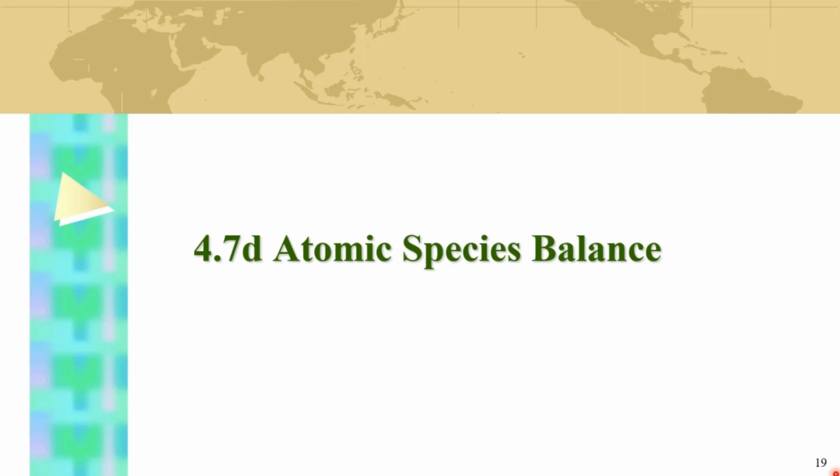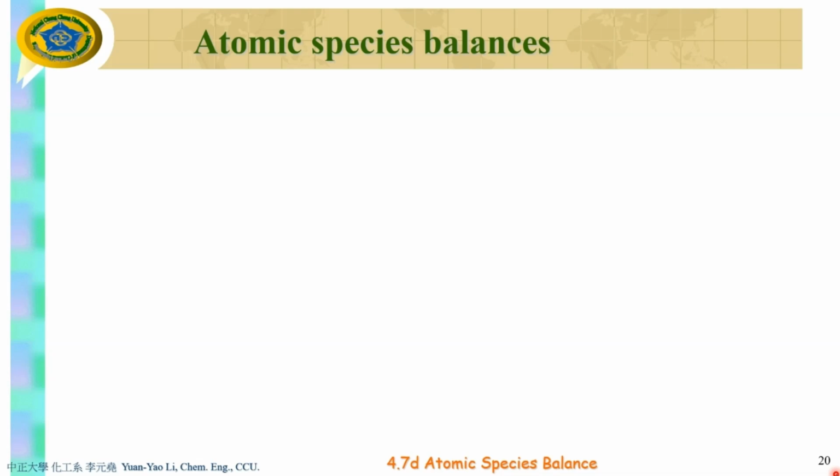Okay. Now 4.7 atomic species balance. This is very important, and you need to learn, or you need to understand these tools, because this is important. This will show up in your final exam.